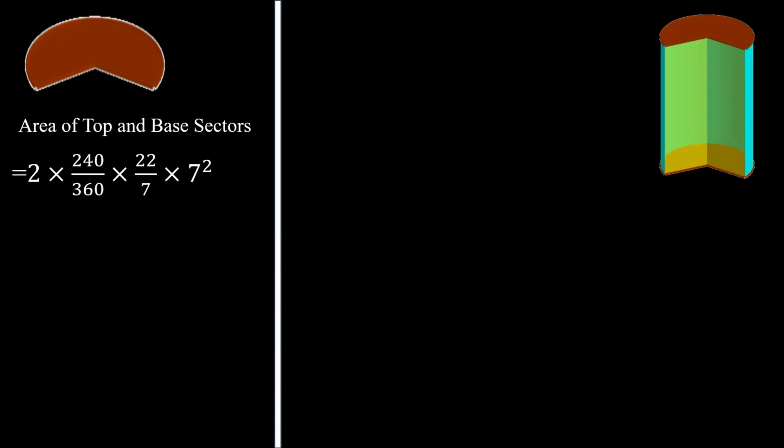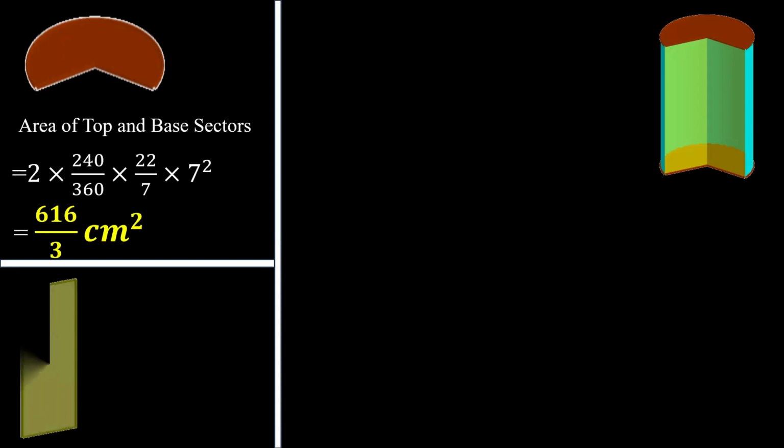So the next thing here is to work out what the whole of this will be. This is going to give us 616/3 square centimeters. Okay, so we keep that aside. That is the area of two sectors. We proceed to look at the rectangle.